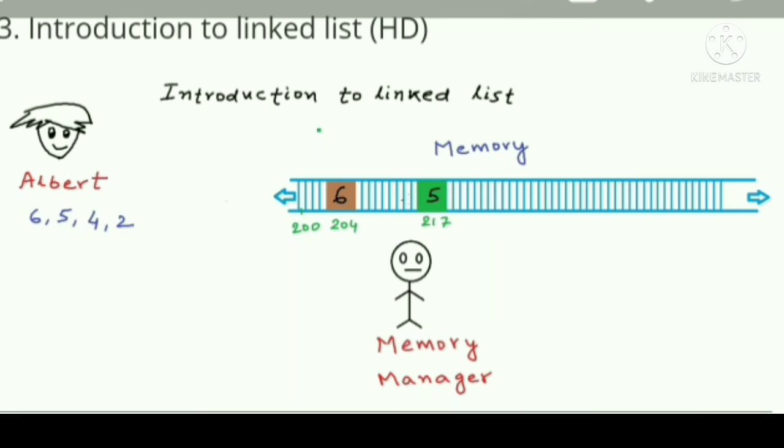Because he makes a separate request, he may or may not get memory adjacent to number 6. Higher probability is that he will not get an adjacent memory location. So similarly, Albert makes separate requests for number 4 and 2.